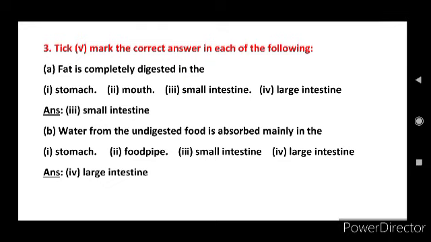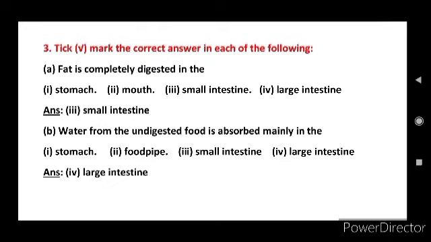Here, when the partially digested food reaches the lower part of the small intestine, the intestinal juices complete the digestion of all components of food. Fats are broken down into fatty acids and glycerol. So here the third option, small intestine, is correct.